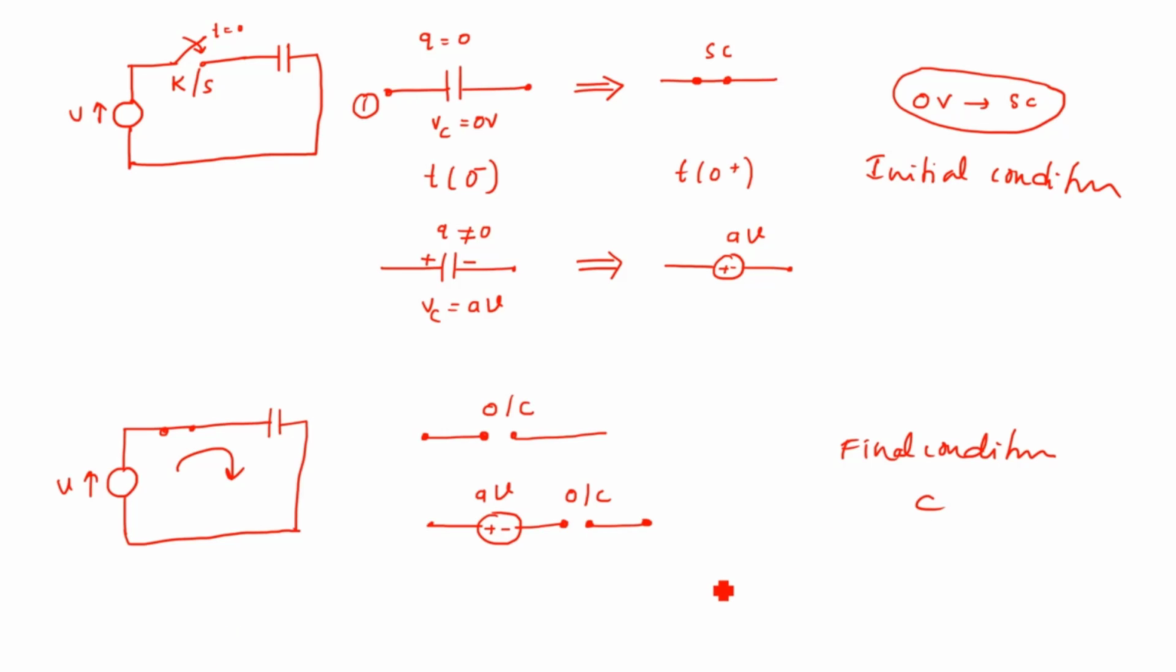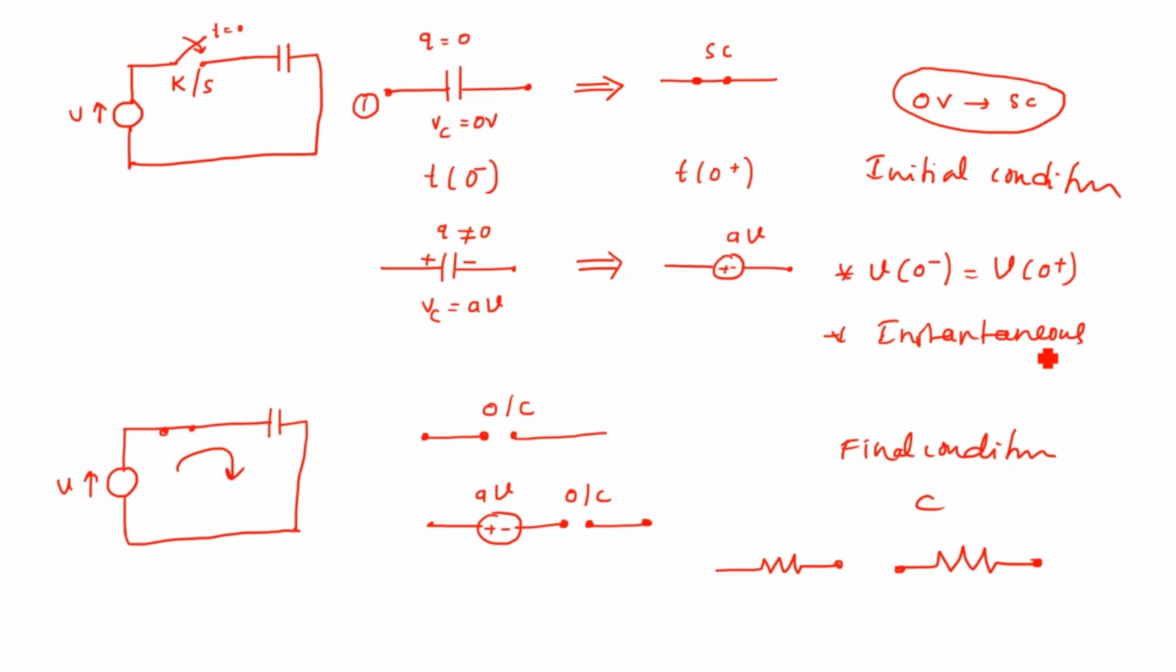In case of a resistor, it will be the same in initial conditions as well as in final conditions. So that capacitor voltage before switching and after switching will be the same. That means it doesn't support an instantaneous change in voltage.